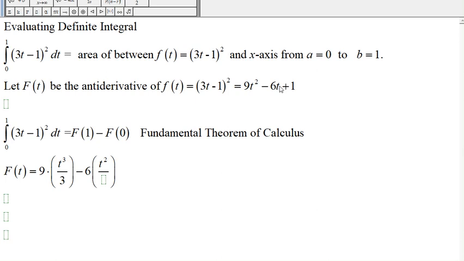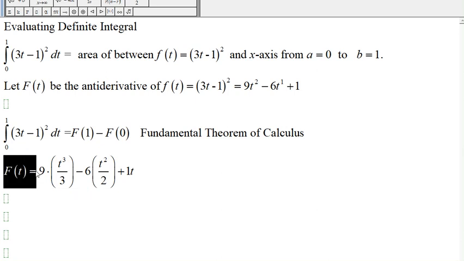So this is t to the first, so add 1 to the exponent, we get 2, and dividing by 2. And then the antiderivative of a constant, of 1, is just 1t. And again, if we take the derivative here, let's go ahead and simplify it, and then we take the derivative.